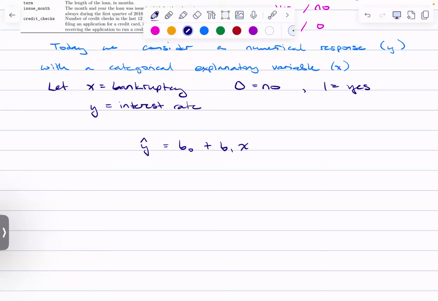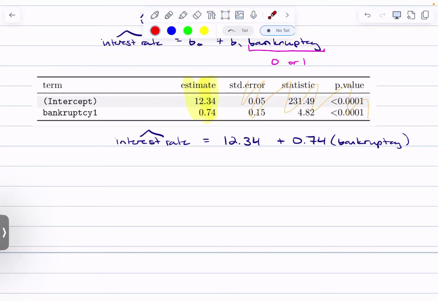And so now, why don't we need a bankruptcy 0? Because if I just force this to be 0, then I get a predicted interest rate. And if I force this to be 1, the multiplication is just 0.74 times 0 or 0.74 times 1, right? A lot easier than it was last day, in my opinion, where we had to plug in values of x and multiply by the slope.